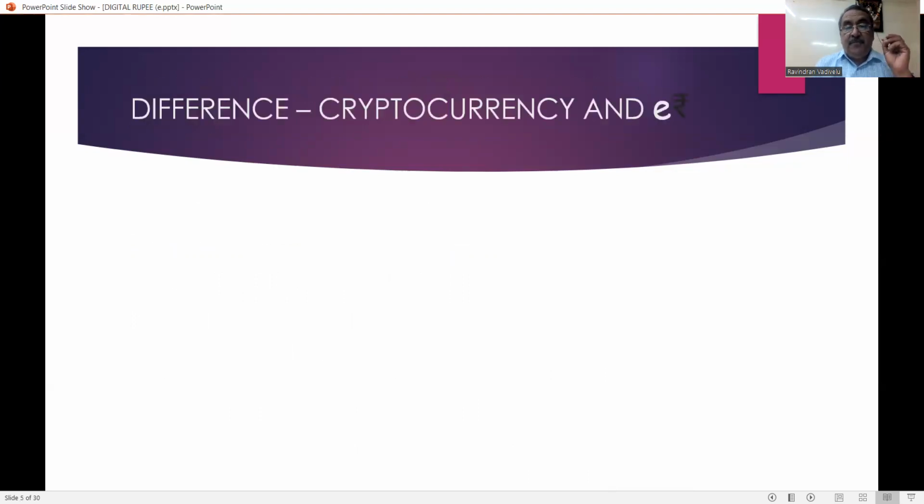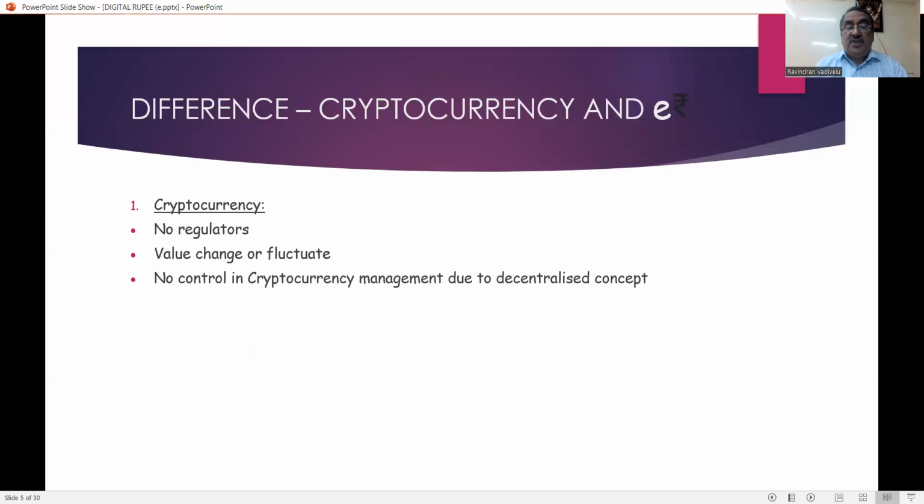What is the difference between cryptocurrency and digital rupee? This is a basic thing that everybody should know. They thought that it's a cryptocurrency, but it is not. Cryptocurrency has no regulators. Somebody is issuing it, somebody is controlling it, but there is no proper regulator in India. And the value of cryptocurrency changes either in an upward or a downward trend. A lot of people started to invest in cryptocurrency, but now they are facing a downward trend. And there is no control in cryptocurrency management due to the decentralized concept, because there is no one person to control the cryptocurrency.